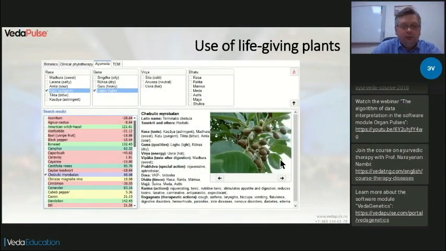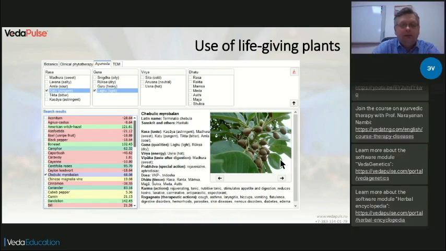The next competence is the prescriptions on life-giving herbs, and in VedaPulse program there is the rehabilitation module called Herbal encyclopedia. This program compares the state of doshas, the gunas of the doshas that there are in the patient, with the constitution of the plant, and provides you with the recommendations.